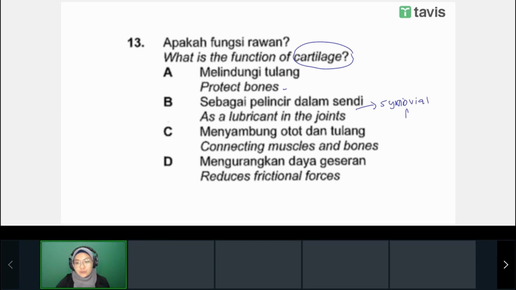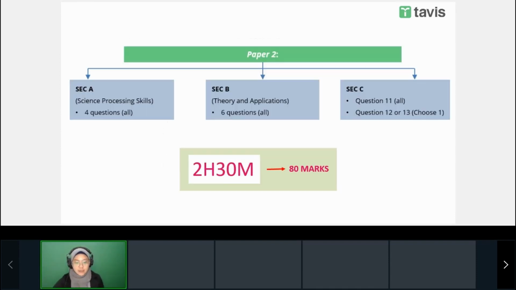Synovial fluid. Okay, so this one is incorrect. Remove. C. Connecting muscle to the bone. This one belong to tendons. Also not the correct answer. To reduce the frictional forces. Okay, it can be right. So we have the two answer that's slightly confusing. The correct answer for this function of the cartilage is to reduce the frictional forces. You want to reduce the pressure, yeah? Okay. Now we move to the paper 2.